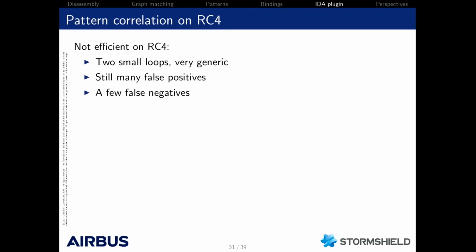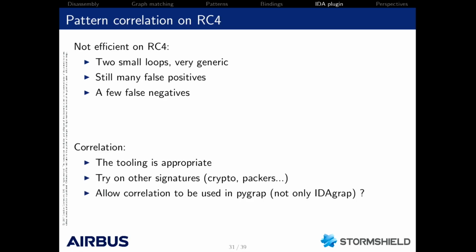For RC4, the matches are not efficient because the loops are very small and very generic. So we still have many false positives, but we have few false negatives, which is cool. So the tooling is appropriate, okay? And maybe we can try to create other signatures for other cryptographic algorithms, packers, and so on. And maybe we can put the filtering techniques in pgrap, because it's only in IDA grap.